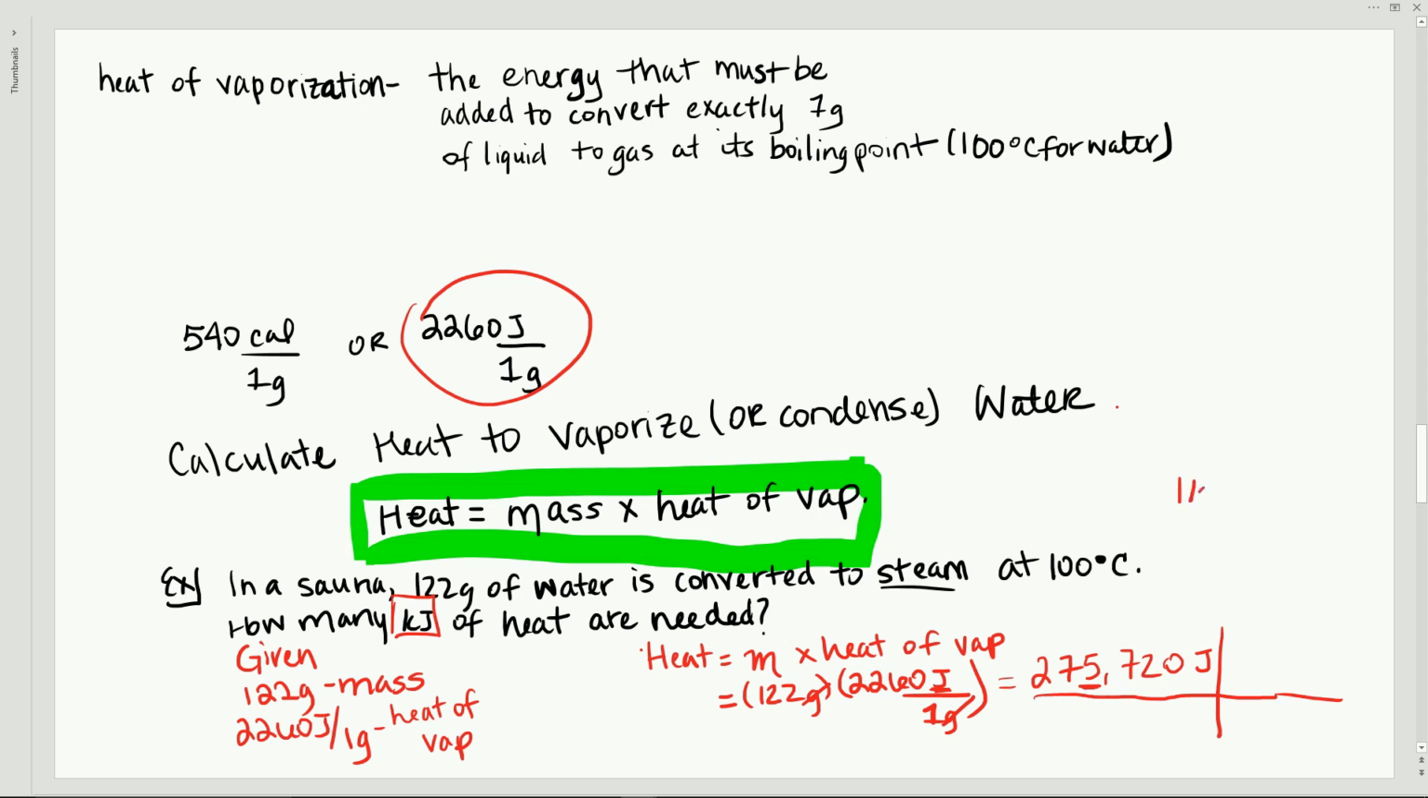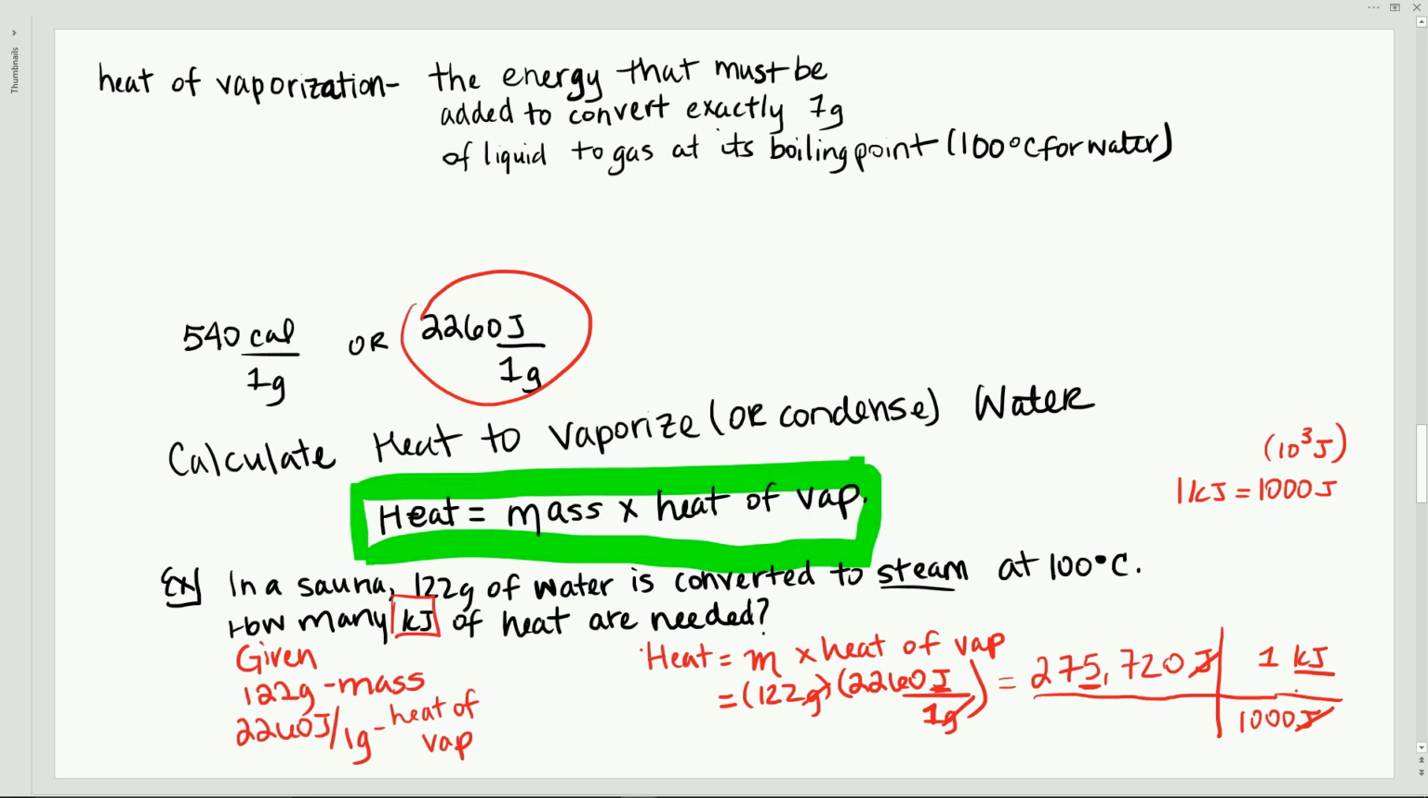Okay, so if you think back to your prefixes, 1 kilojoule equals 1,000 joules, which is the same as 10 to the third joules. So our joules need to go in our denominator to get our units to cancel, because we have joules in our numerator here. 1 kilojoule goes on top, so now our joules cancel, so we're left with kilojoules.